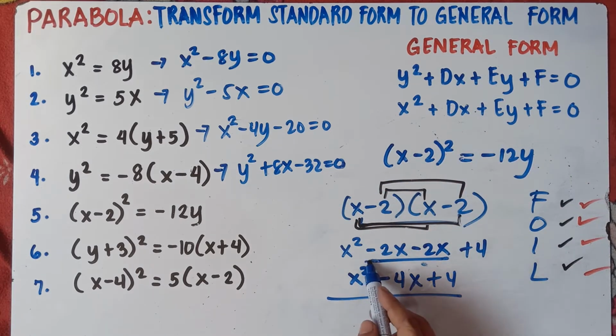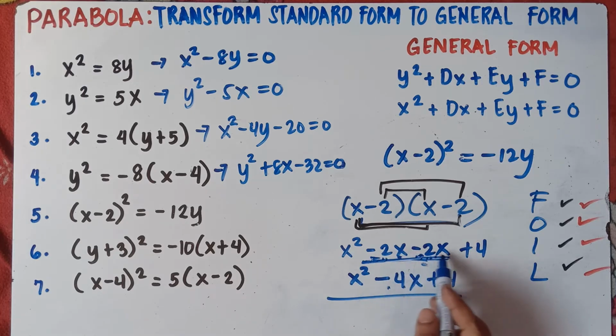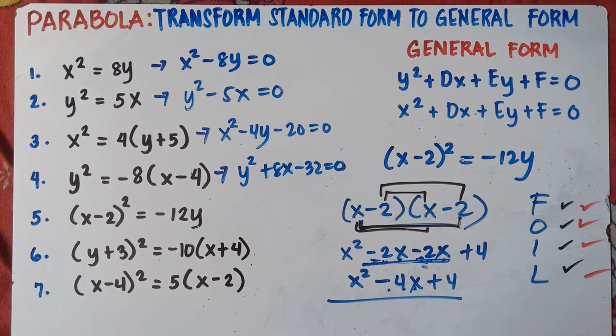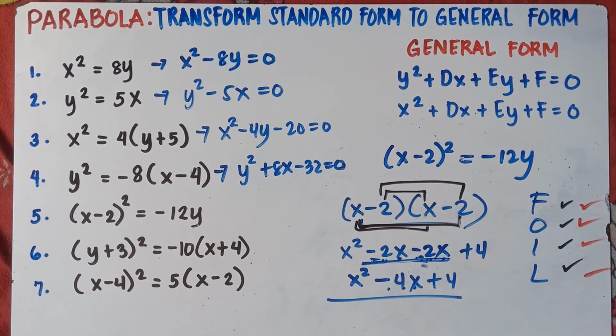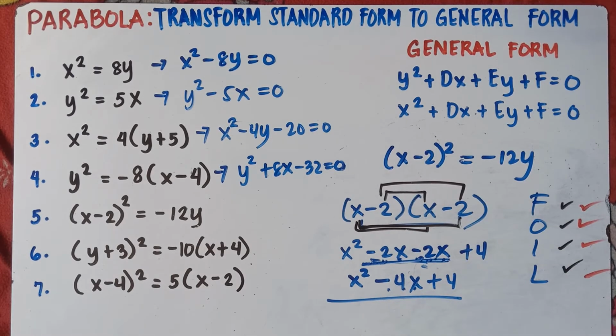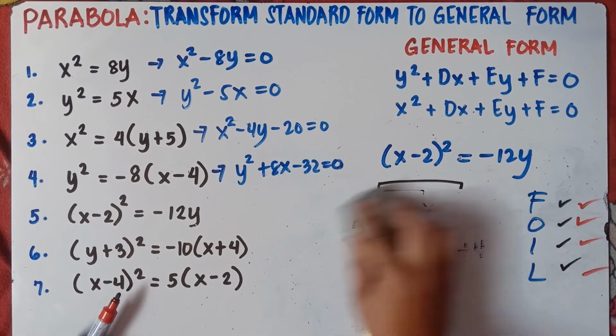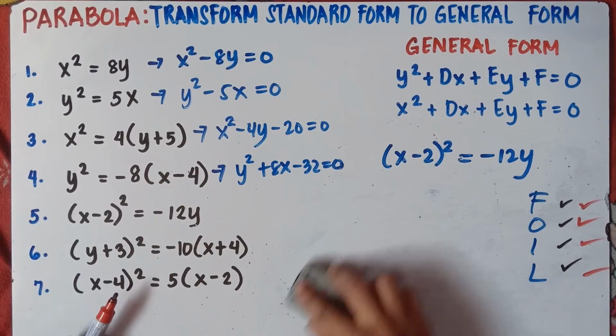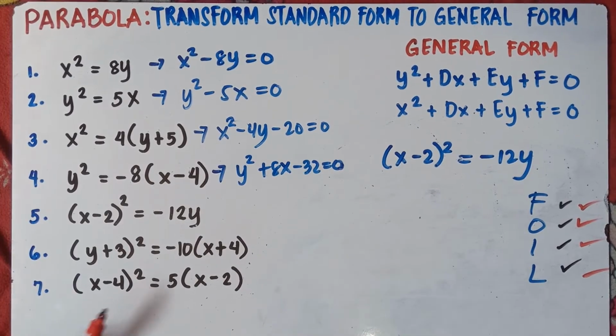Once again, do not be confused with this one, class. If you have both negatives, when you're combining, simply copy the negative sign, then you add the numbers. 2 plus 2 is 4, then simply copy the variable x, negative 4x. Alright, so that's the simplified form using the FOIL method. But for me, class, it's better for us to use the square of binomial because this will be really easy.